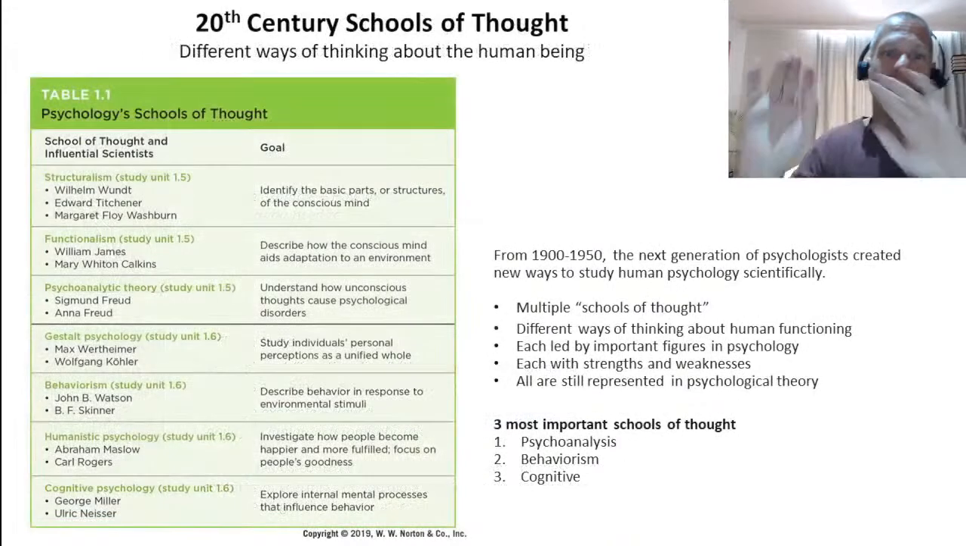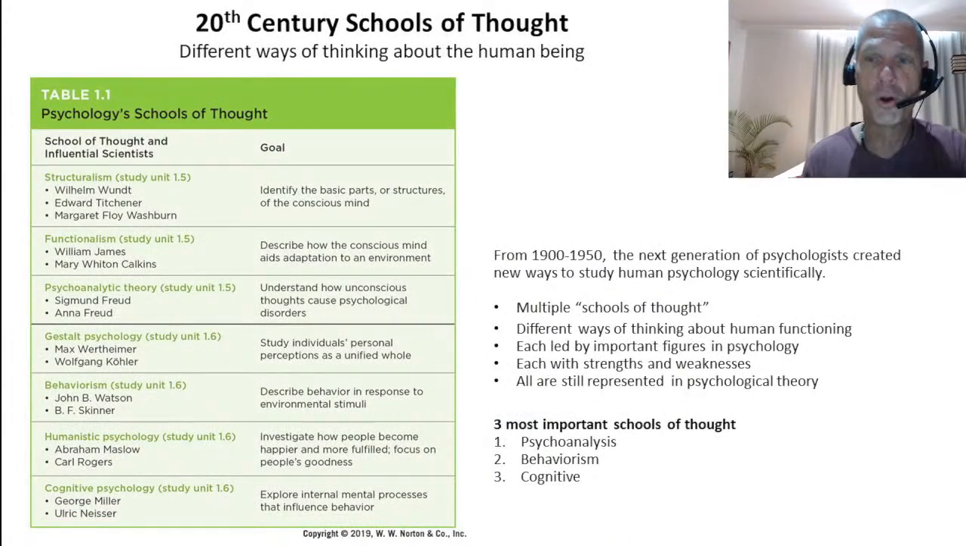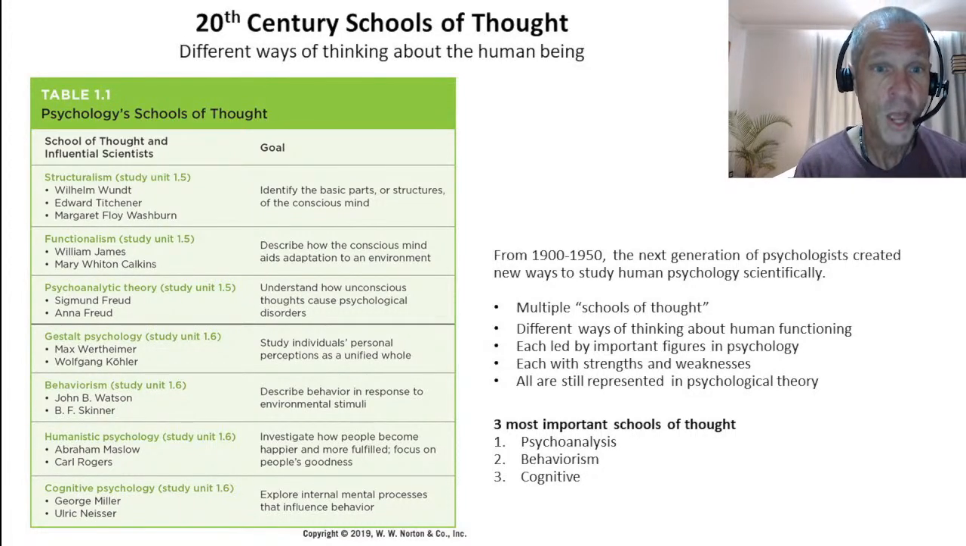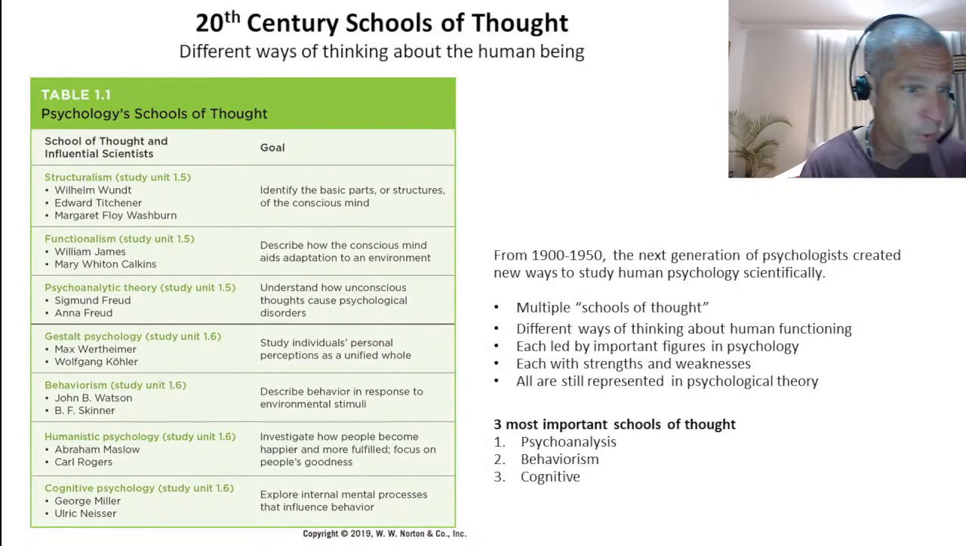Now, a little bit more history for you. So if you go back into your textbook, you're going to see this chart, table 1.1, and it's going to talk about structuralism and functionalism. Those were two early approaches.